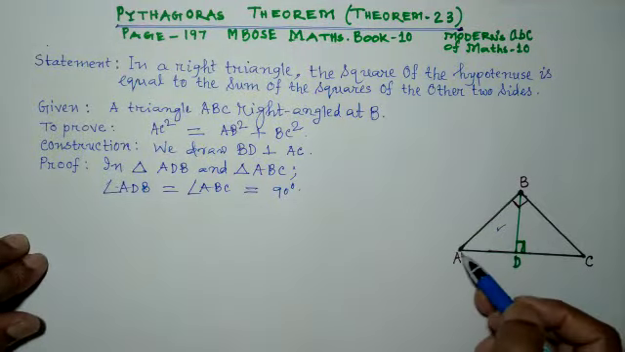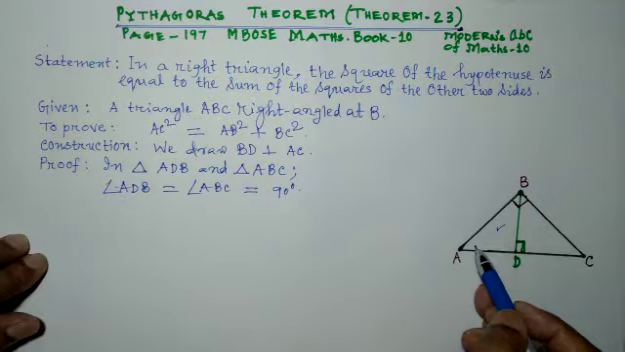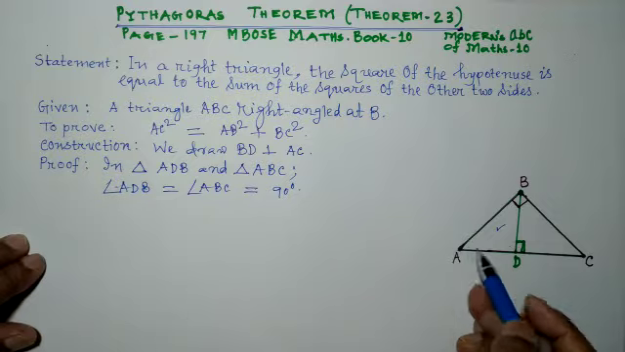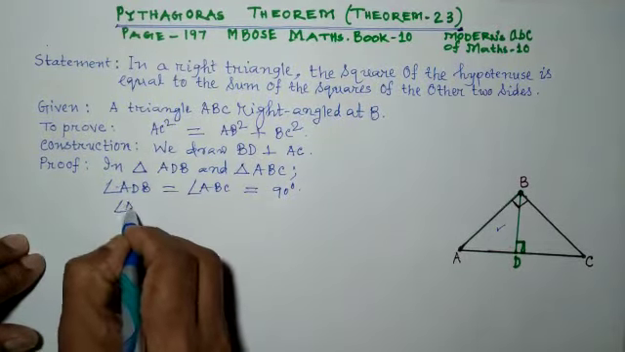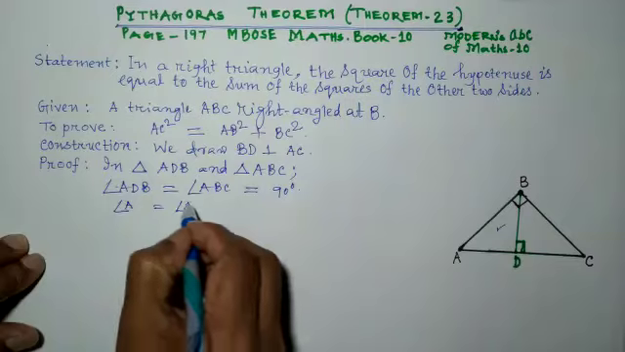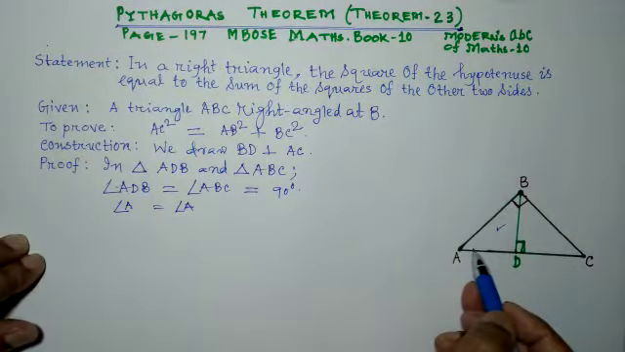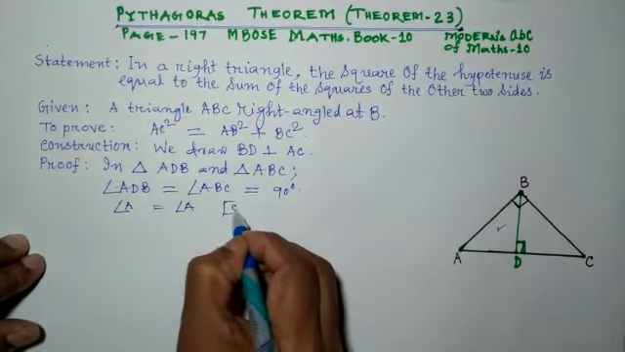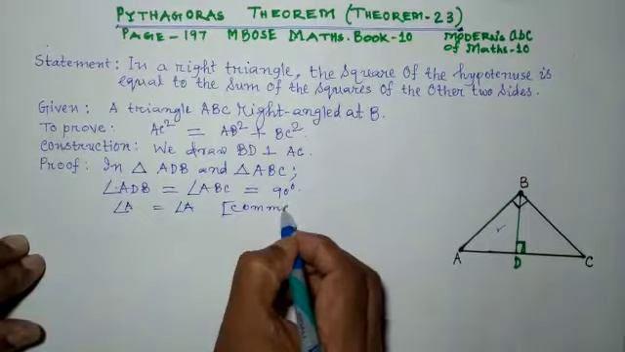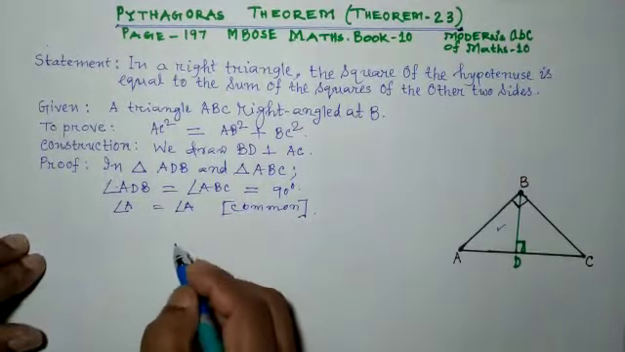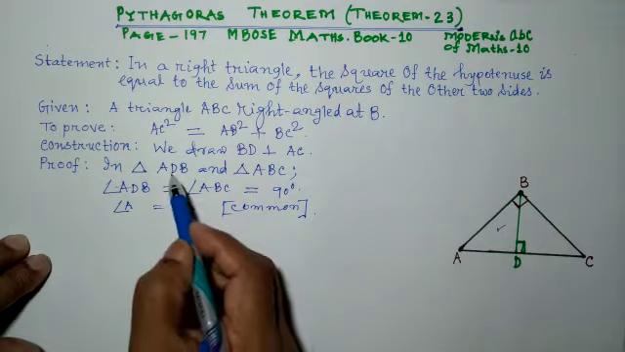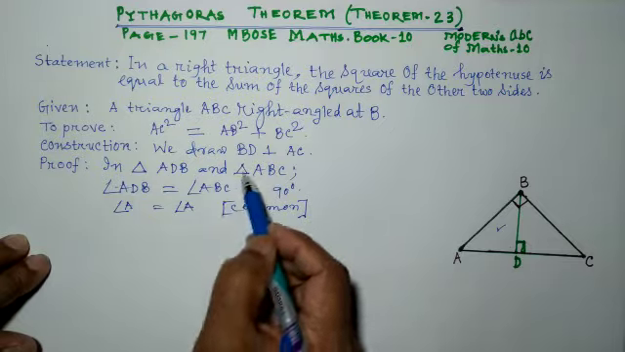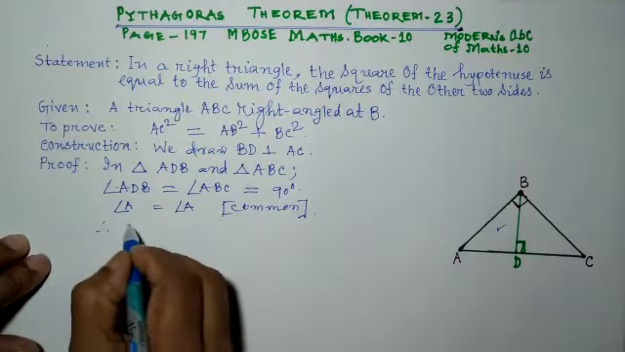And from the small triangle ADB, if we take angle A, from the big triangle ABC, the same angle A, so we can write angle A equal angle A. Why they are equal? Because they are common, they are actually the same angle. So what we see between the two triangles, two angles of the first triangle are equal to two angles of the second triangle. So these two triangles are similar.